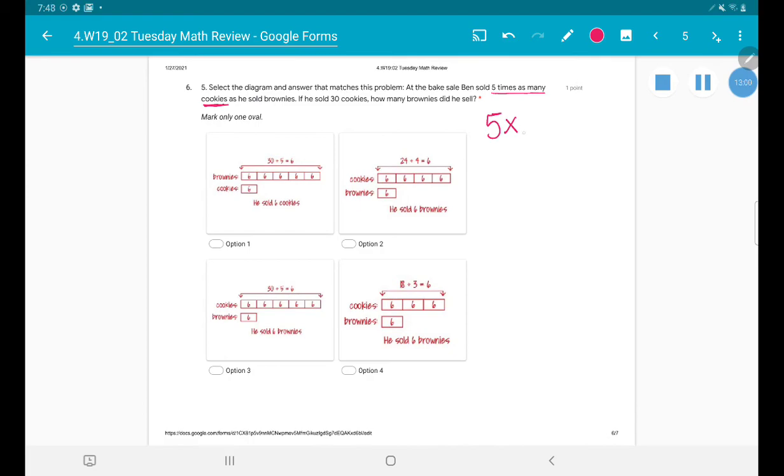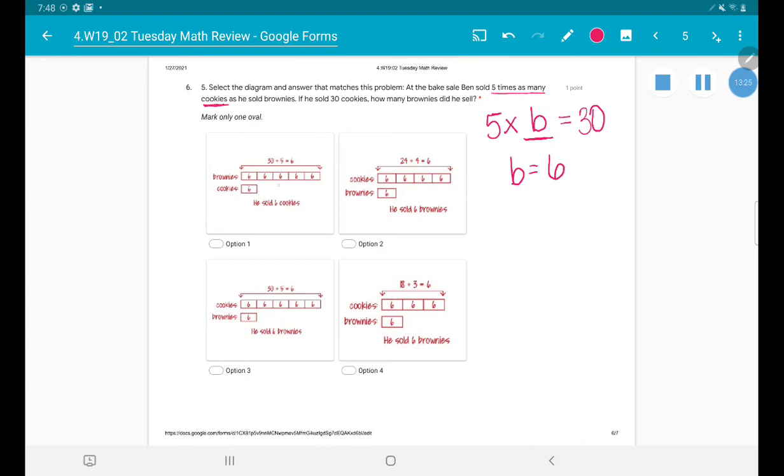he did brownies. So I'm looking for 5 times what number, and we'll use a B to represent brownies, equals 30, because that's how many cookies he had sold. So I know that 5 times 6 equals 30. So B, or the number of brownies, is going to be equal to 6.